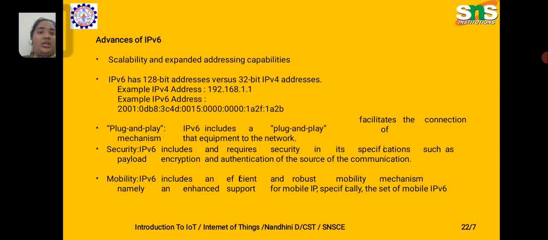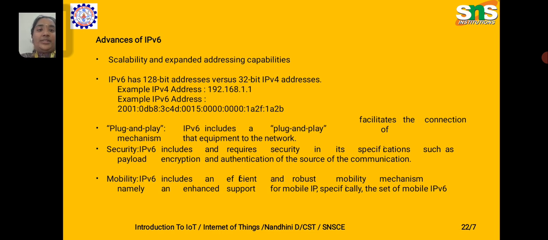It consists of three things: plug and play, security, and mobility. Plug and play means IPv6 includes a plug and play mechanism that facilitates the connection of equipment to the network. Next is security. It includes the requirements of security specifications such as payload encryption and authentication of the communication services.